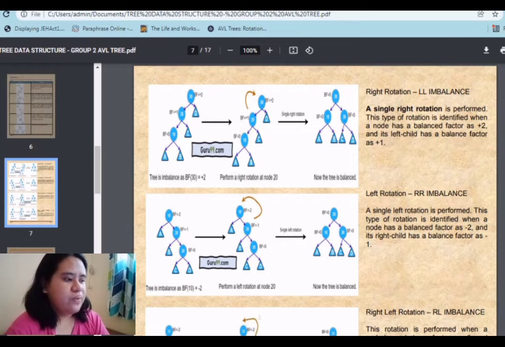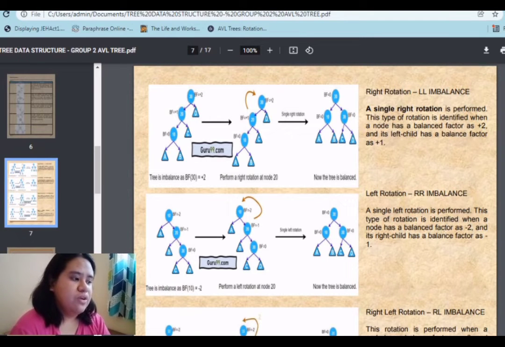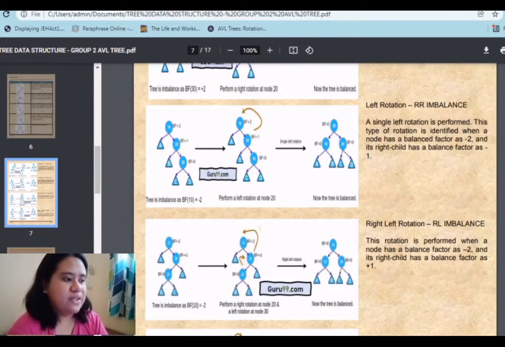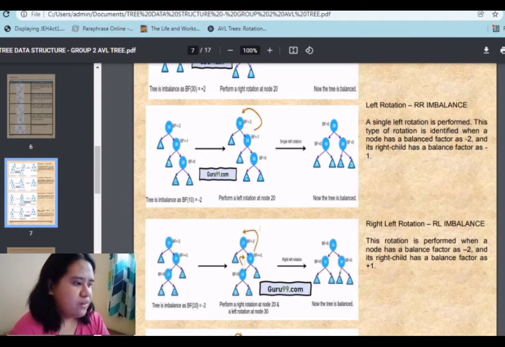Now we are done with the single rotations. Now we are going to proceed to the double rotations and how to use them. So double rotation, right-left rotation, is used when there is a right-left imbalance in your AVL tree. This rotation is performed when a node has a balance factor of negative 2 and its right child has a balance factor of positive 1.